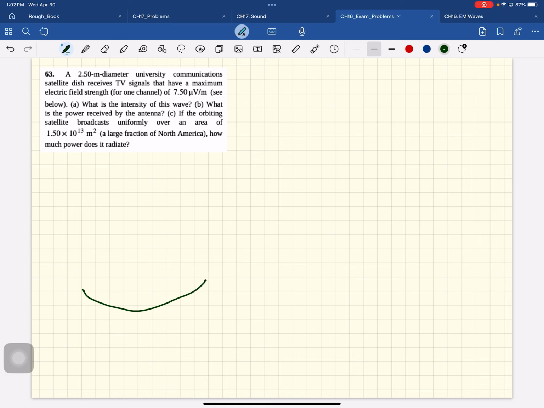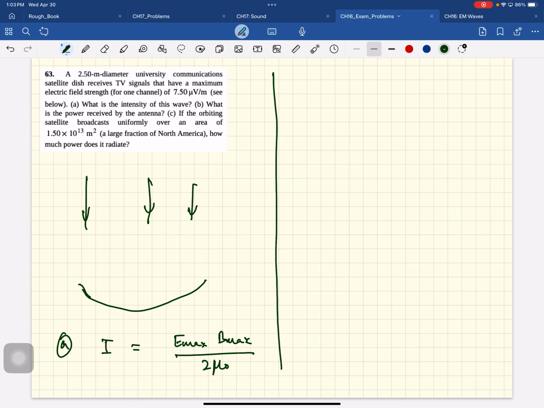So here's the dish. And the intensity of this wave is electric field strength of that. So E max, B max over 2 mu naught. And of course, B max is E max by C, so it's E max square divided by 2 mu naught C.